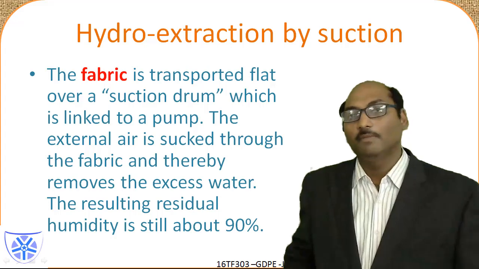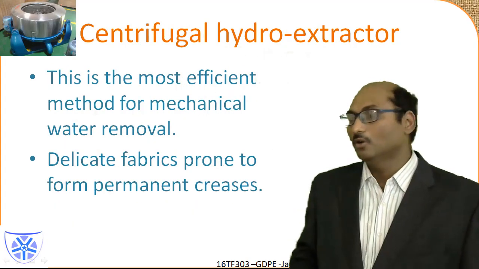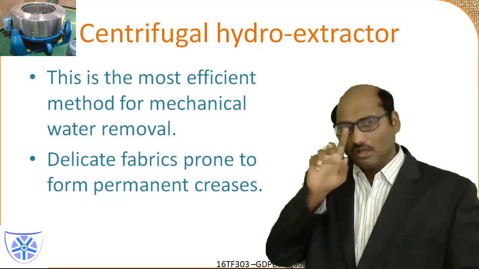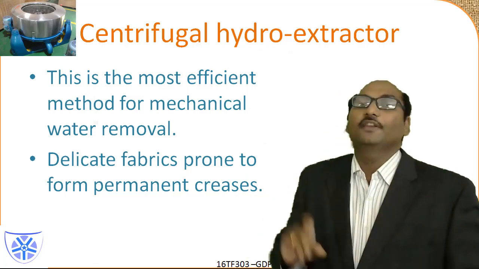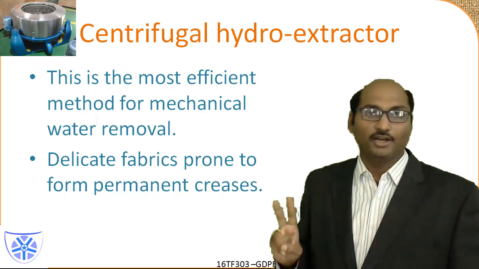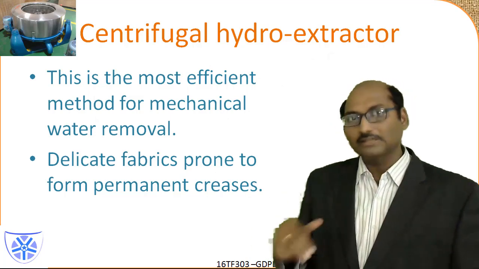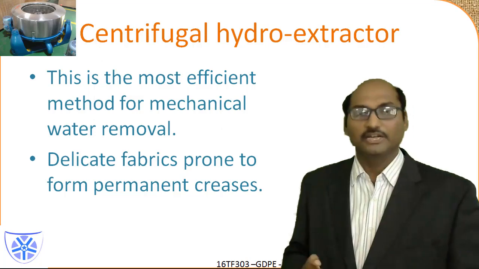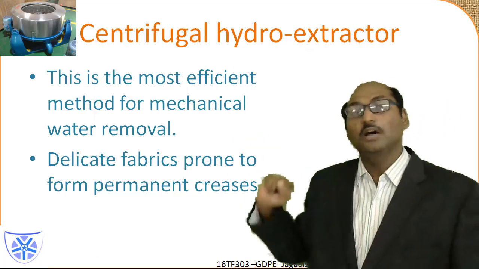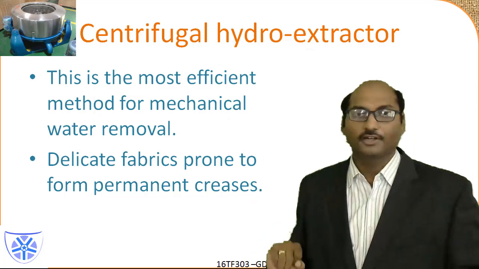Okay, fabric drying itself. The one which is mainly used is a combination of centrifugal hydro extractor plus tumble dryer in case of a garment process. We will discuss the other methods also for your understanding purpose, but only the combination of centrifugal hydro extractor along with a tumble dryer is used. Okay.